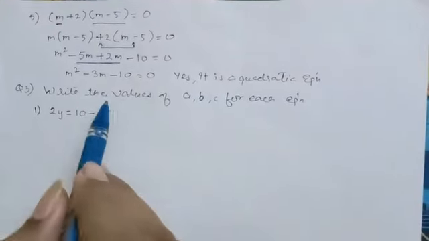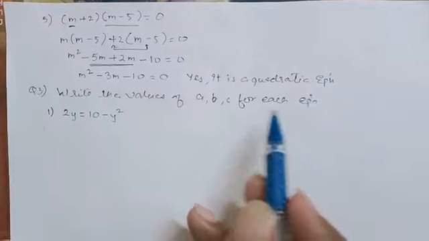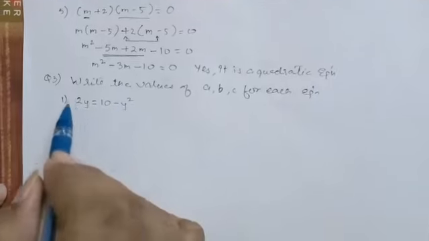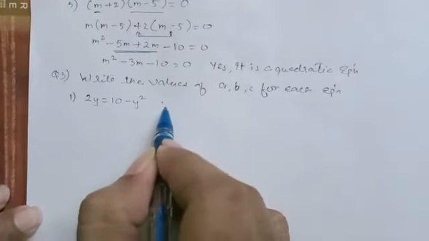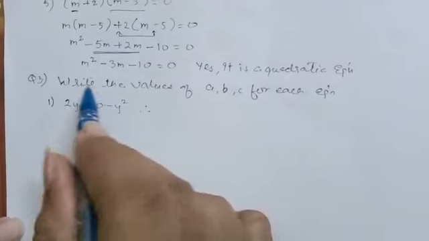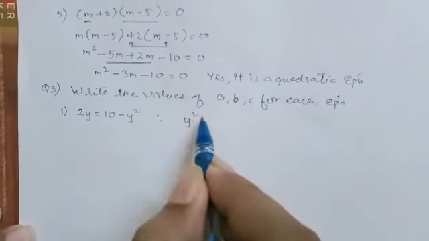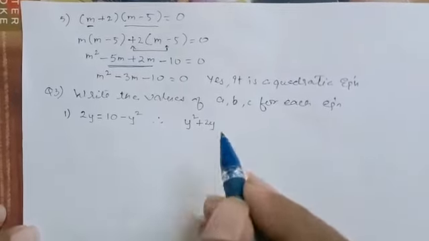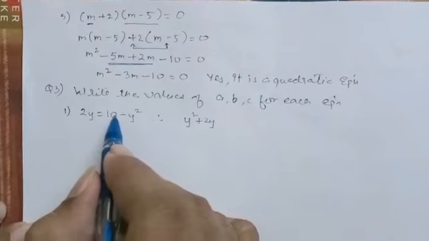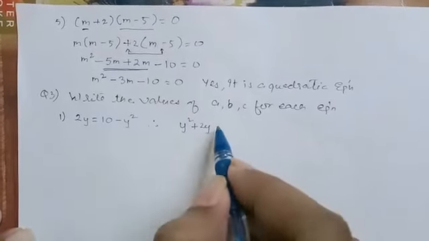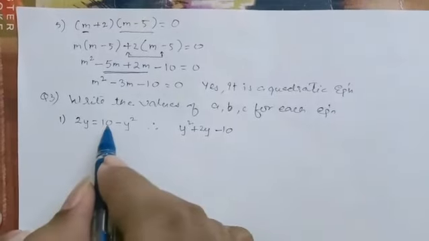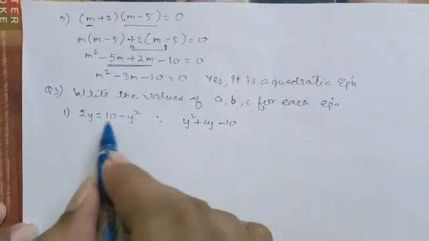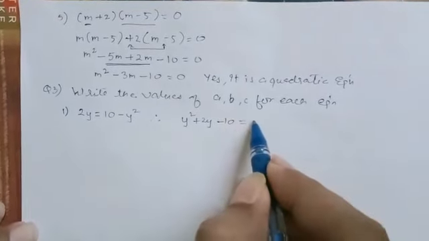So question number 3, write the values of a, b and c for each of the equations. The first question is 2y is equal to 10 minus y square. Bringing this y square term to the left hand side, it will become plus y square. This 2y is already on the left hand side, so write it with the same sign, plus 2y, and this 10, bring it to the left hand side, it will be minus 10. Now there is nothing on the right hand side, therefore it will be equal to 0.